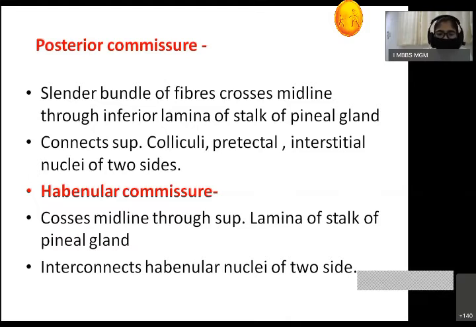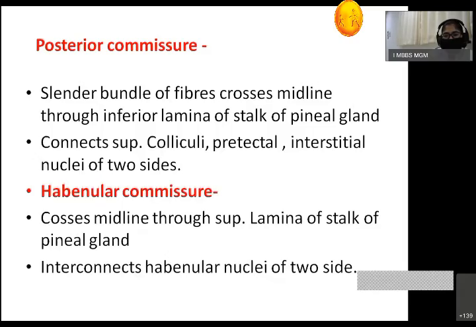Now, the posterior commissure is a bundle of fibers which cross the midline. They cross the midline through the inferior lamina of the stalk of the pineal gland, and it is said to connect the superior colliculus, pretectal and interstitial nuclei of the two cerebral hemispheres. The posterior commissure crosses the midline. These bundles of fibers cross the midline through the superior lamina of the stalk of the pineal gland, and it connects the habenular nuclei of the two cerebral hemispheres.